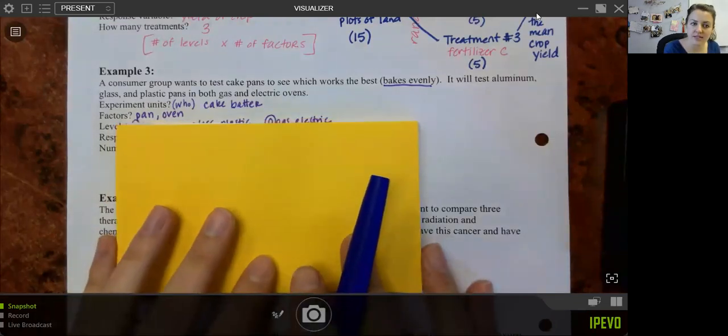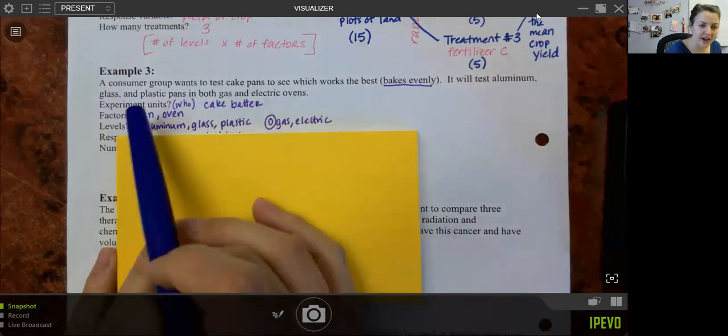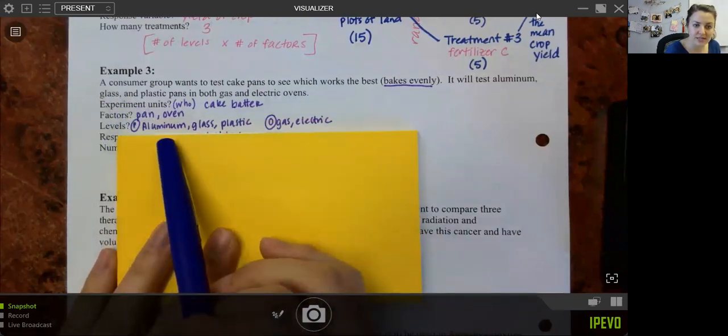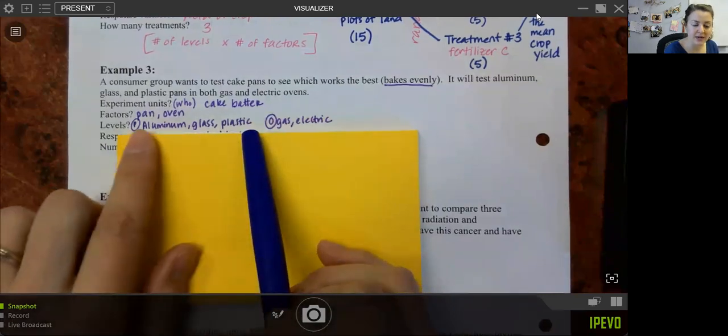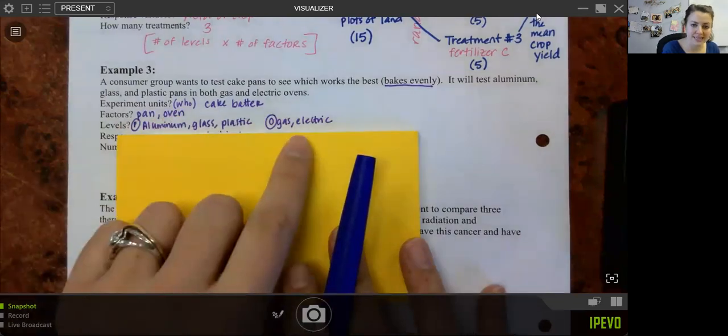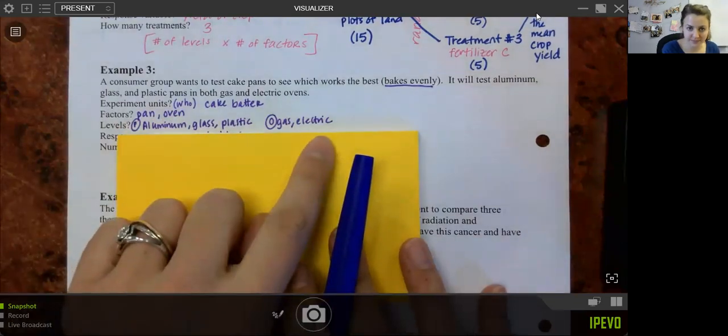Now there's lots of levels. The levels are within each of your factors. What are the different types? So for pan, we've got 3 different types of pan. I put a little P here to represent pan. And for oven, we have 2 different types, gas and electric.